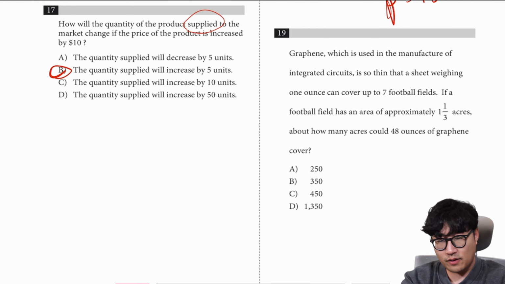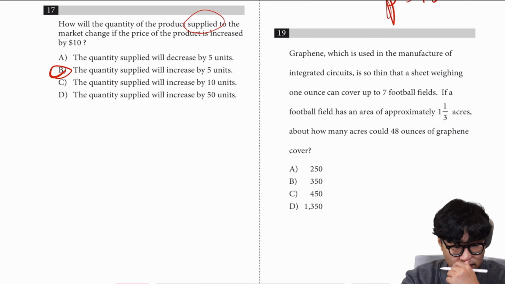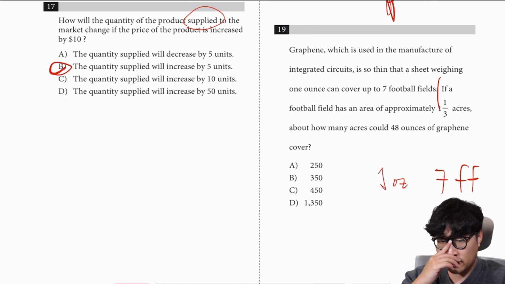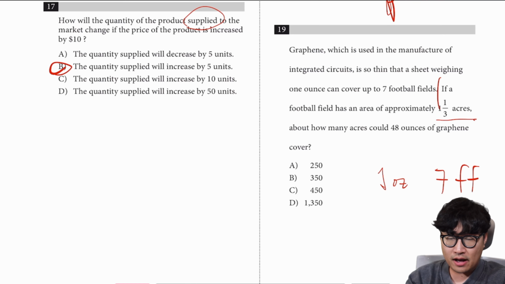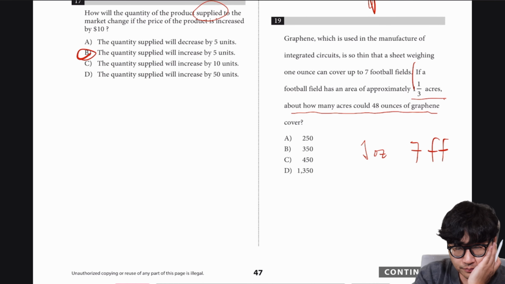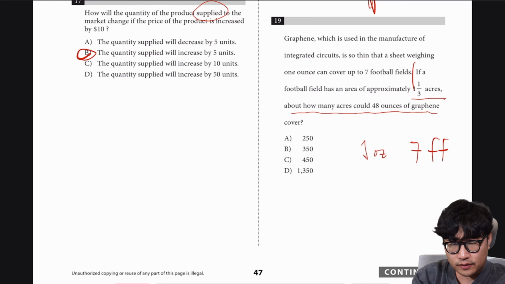All right, number 19. Graphene, which is used in manufacturing the integrated circuits, is so thin that the sheet weighing 1 ounce can cover up to 7 football fields. Okay, so 1 ounce, 7 football fields, FF. If a football field has an area of approximately 1 1/3 acres, about how many acres could 48 ounces of graphene cover? Okay, so if you think about it, how many acres could the 48 ounces of graphene cover?